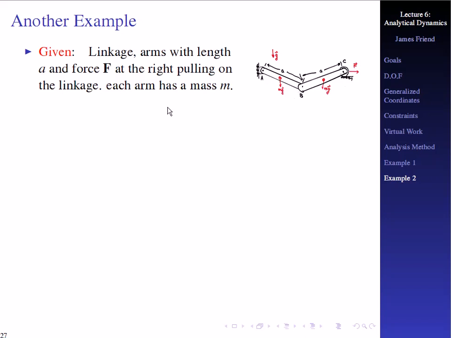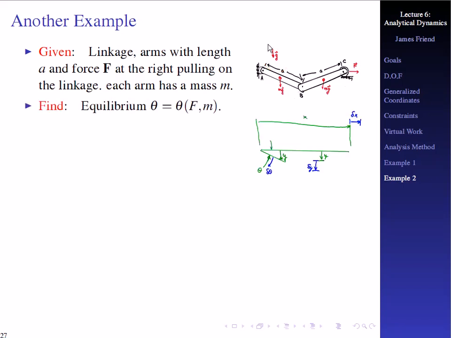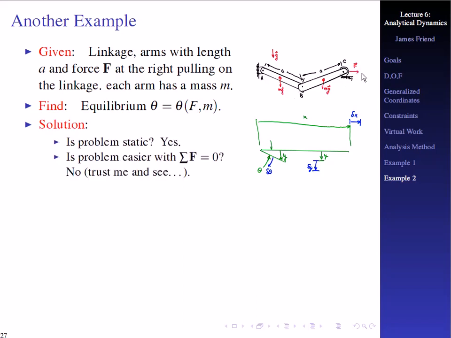Okay. Second example is a similar type of process. Linkage with arms of length a each, and so we have two arms here, and they each have a mass m, and they have gravity pulling downwards here, as shown, and they're sitting in a system like shown. So we have a roller here on the right-hand side, and we have a force F pulling the linkage up. Let's look for the equilibrium position as a function of the mass of each of these linkages and the force F. So since we have equilibrium, the problem is static.